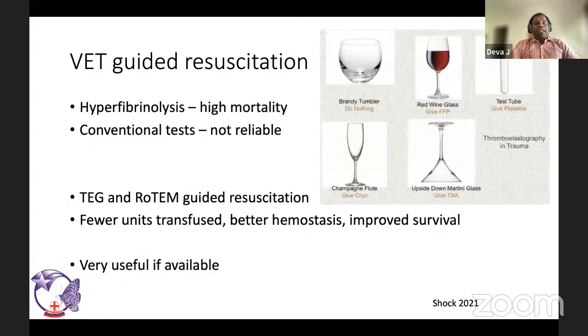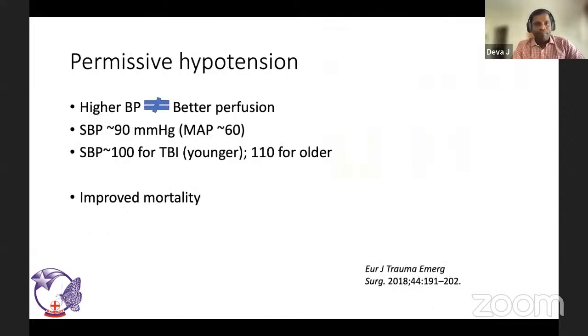So one slide on viscoelastic testing guided resuscitation, your ROTEM and your TEG. Not widely available, but as a concept, we do read about it. But I don't know how many centers have it in India. I really don't know. But I'm sure you all have seen the pictures. It's important to remember that viscoelastic testing is very useful if available. If you use VET, you will be giving fewer units of blood. You will have better hemostasis, no doubt, and there is improved survival. There are some trials showing that TEG-ROTEM guided resuscitation improves survival. This is based on the concept that none of your conventional tests pick up hyperfibrinolysis. So TEG picks up hyperfibrinolysis, which is very useful in trauma, right?